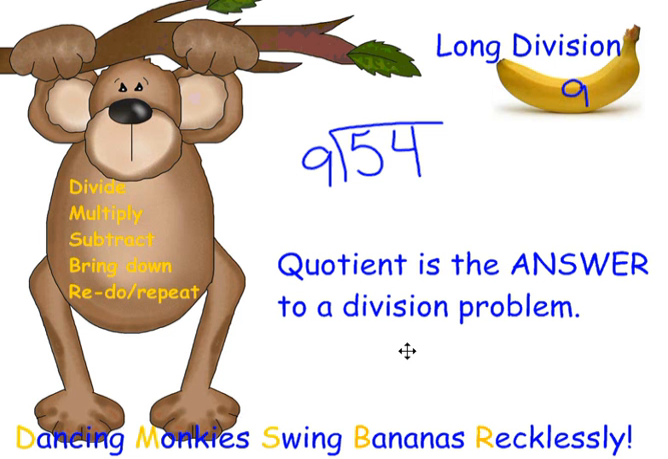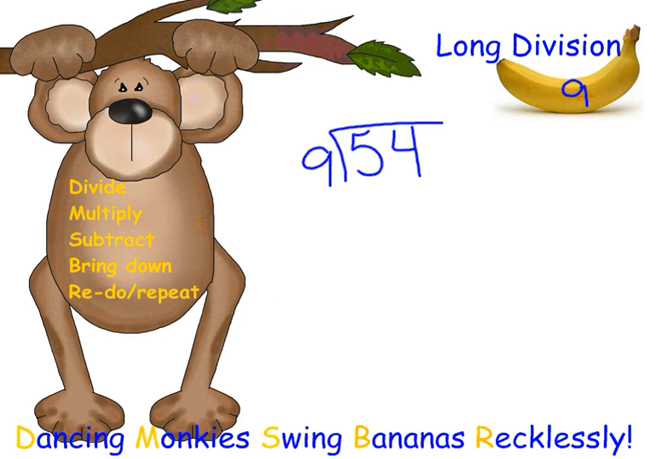Quotient is the answer to a division problem. So let's look at this division problem. I've already placed the 9 on the banana because that tells me that we're going to pick sets of 9 and only sets of 9 until we reach 54 or something close to 54. So now we're going to count by 9s until we reach 54. Here we go. 9, 18, 27, 36, 45, 54. There we go. We're at 54.